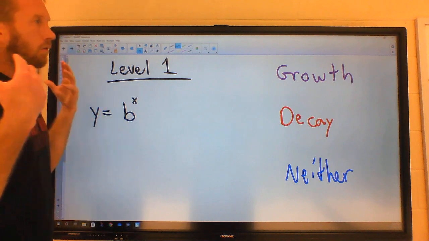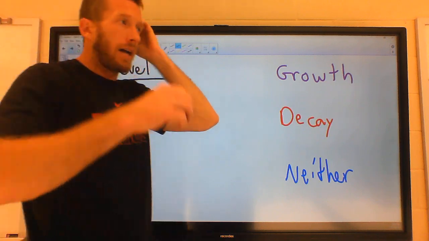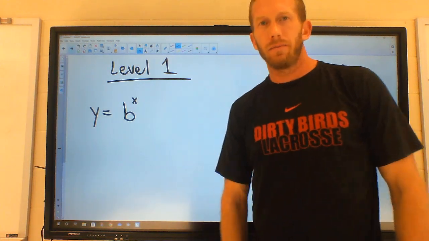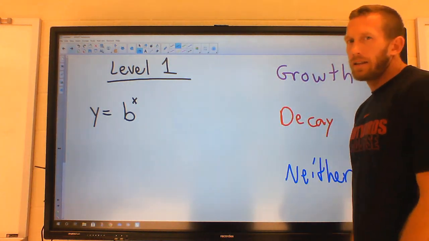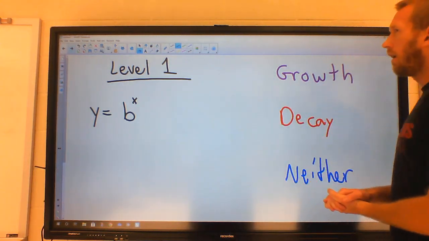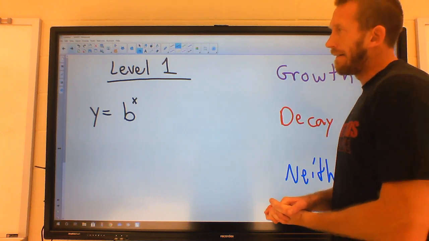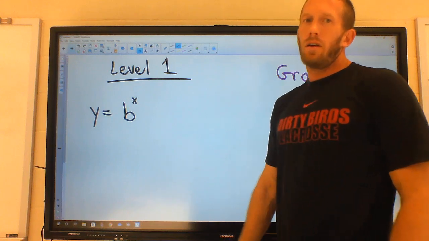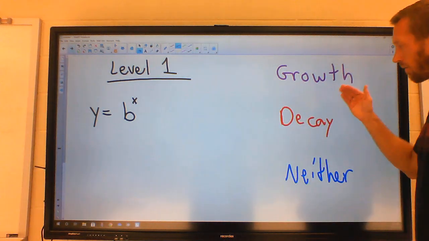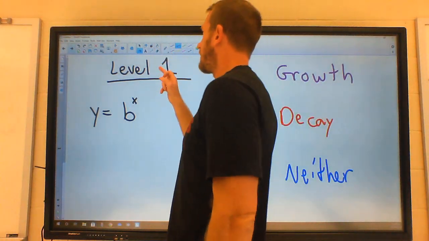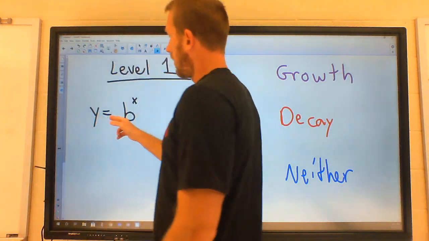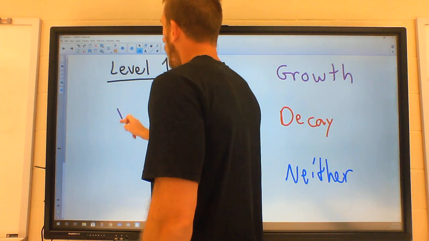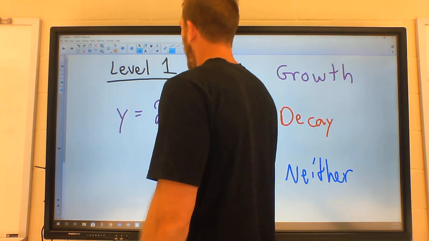All right, so let's go level 1 type of question that we're going to ask you. So we're not even going to get into graphing today. We'll save that for tomorrow's lesson. But the level 1 type of question we could ask is we could just give you a basic exponential function and ask you if it's growth, decay, or neither. And that's what you're going to see on your homework a lot tonight. So y equals b to the x, something simple like y equals 2 to the x.